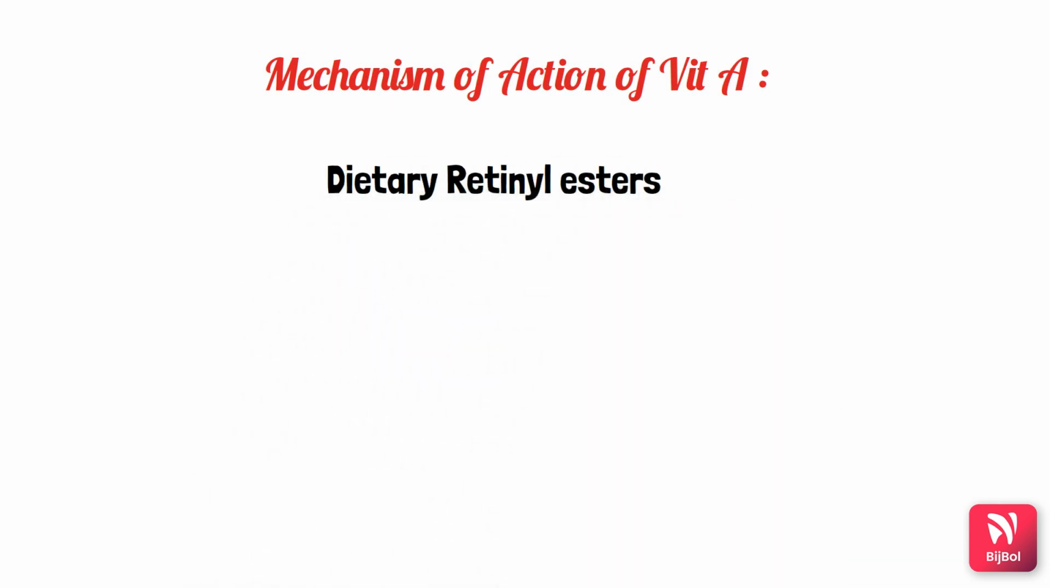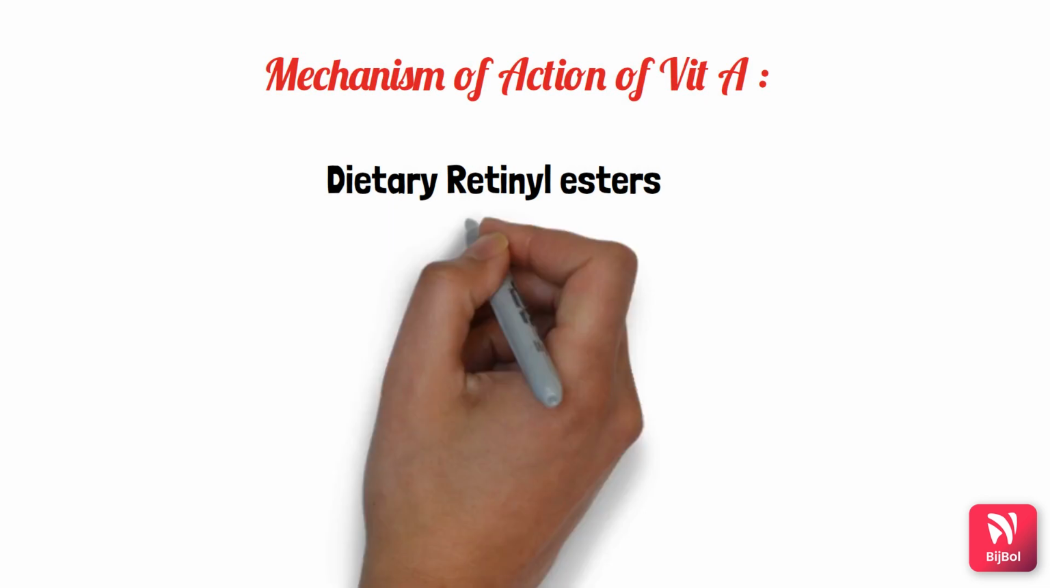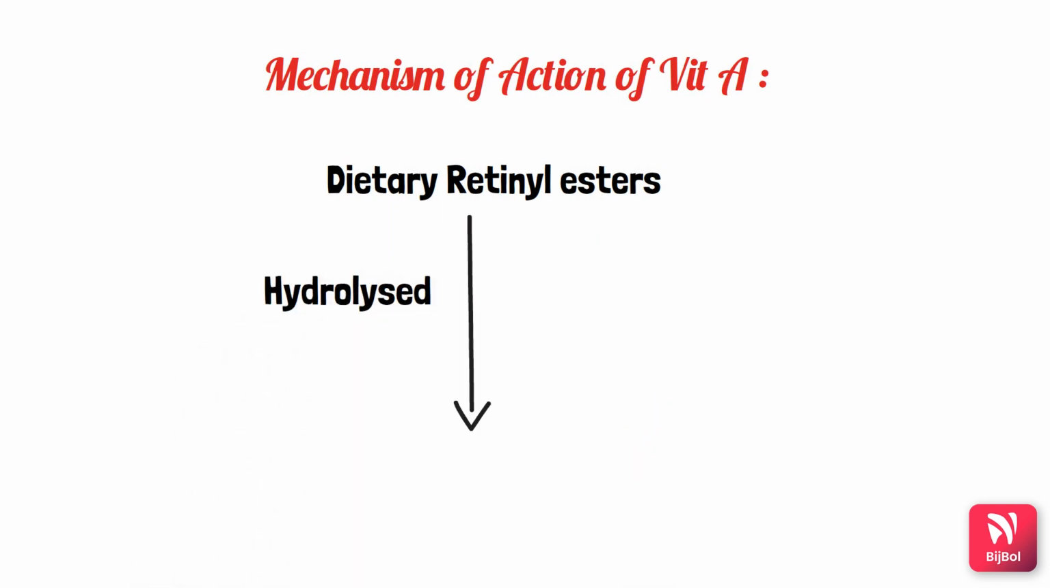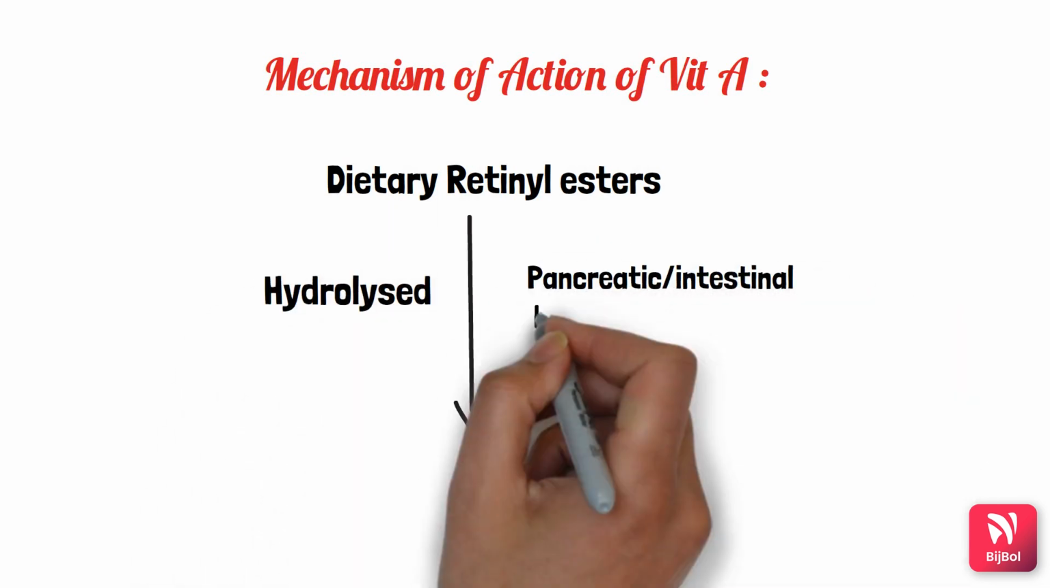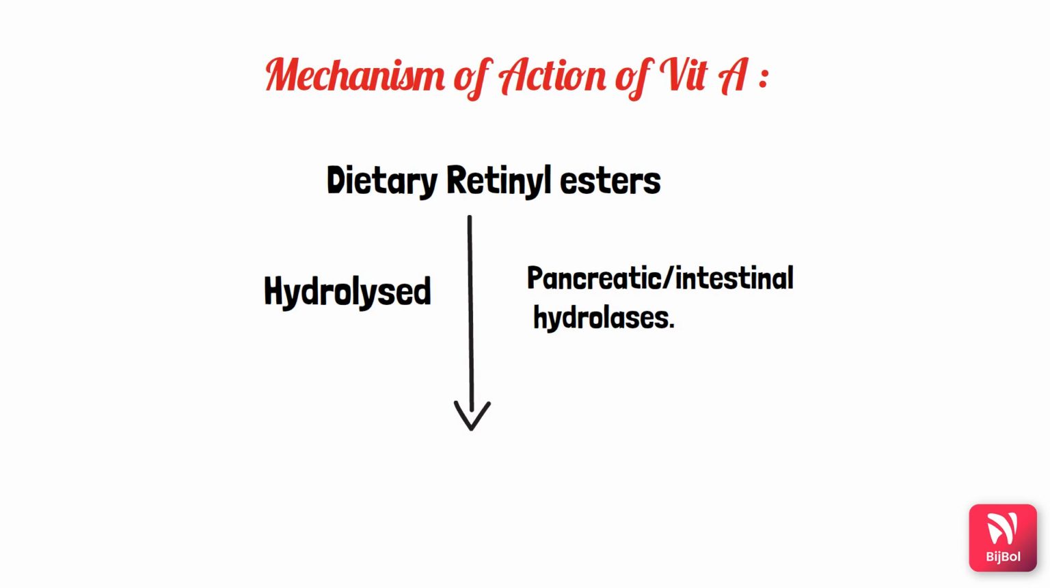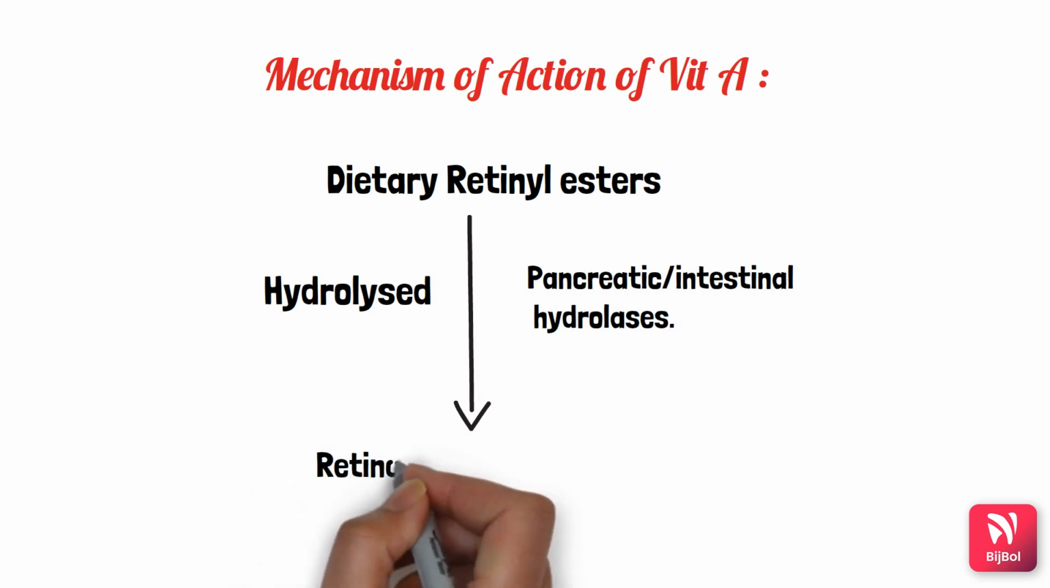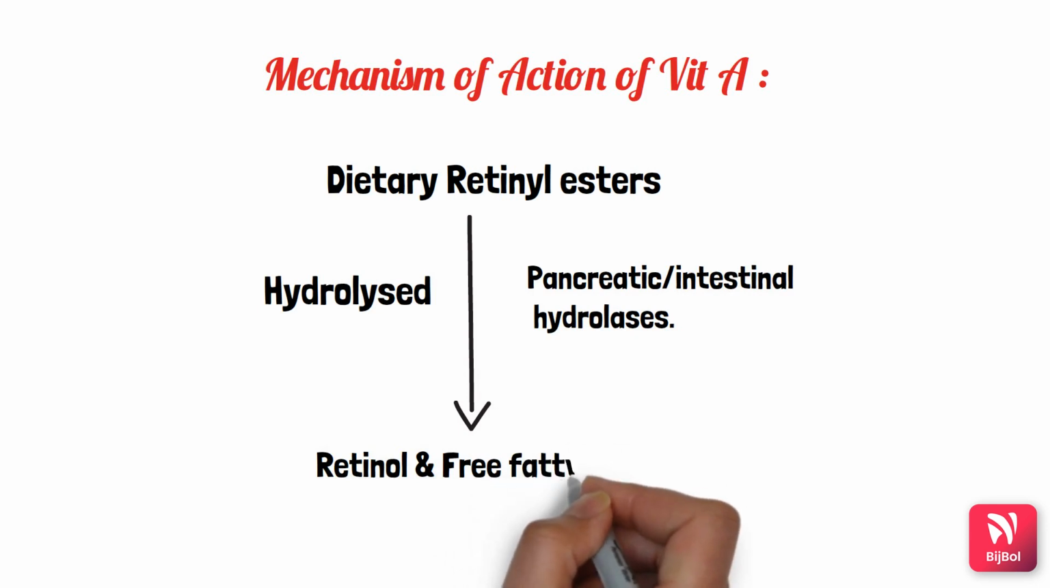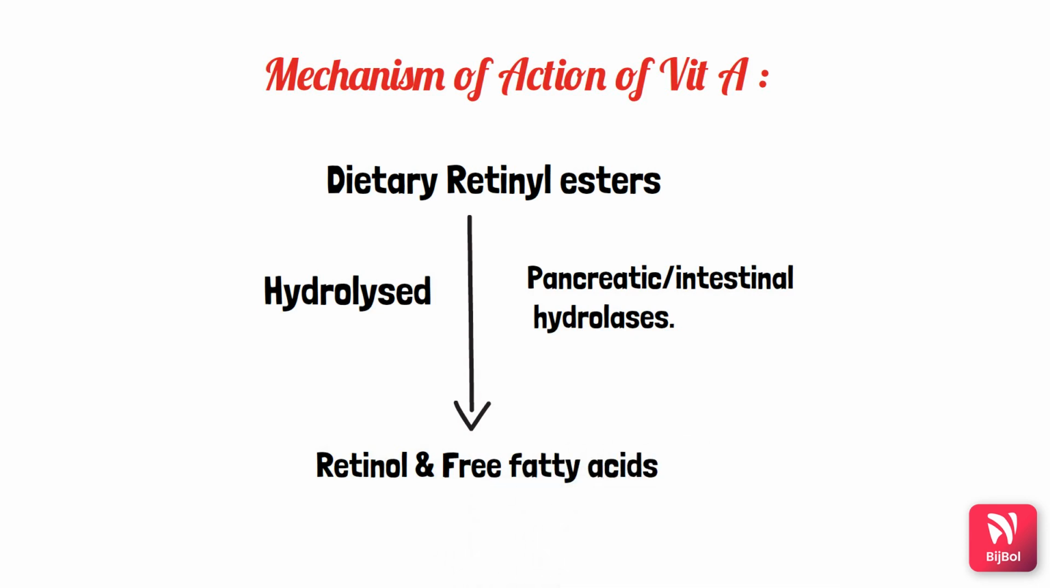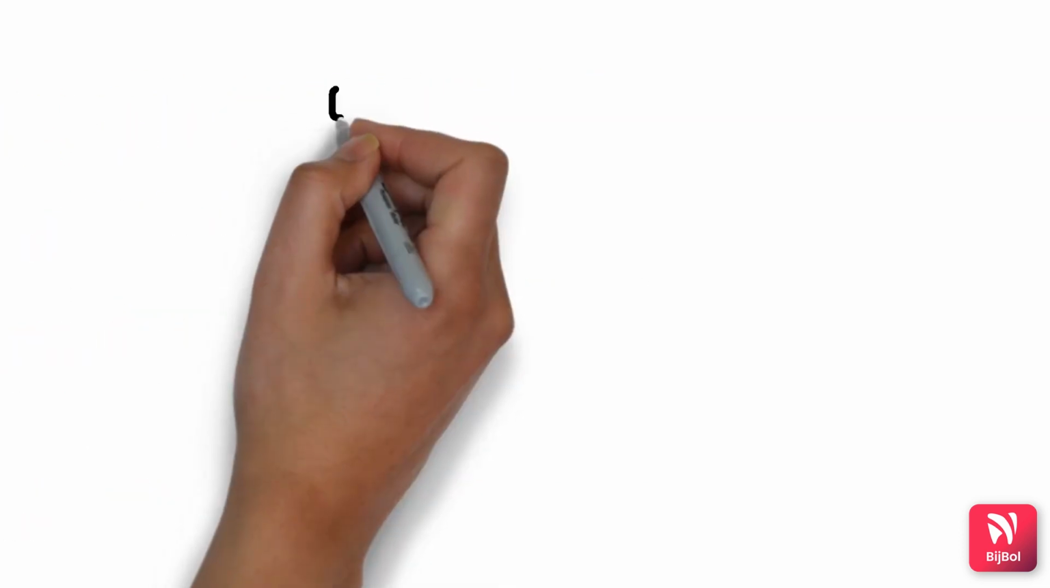Whatever the vitamin we are taking through the food, that means the dietary retinyl esters, they get hydrolyzed, and this hydrolysis is in the presence of the enzyme pancreatic or intestinal hydrolases, and this will form retinol and free fatty acids. So finally, retinol and free fatty acids are formed from the dietary retinyl esters.